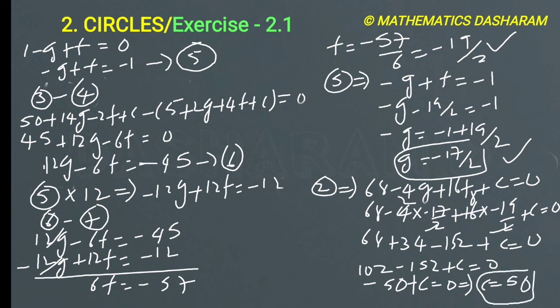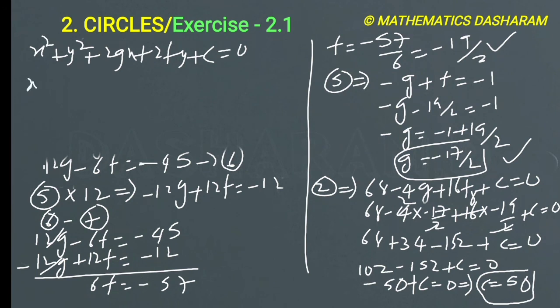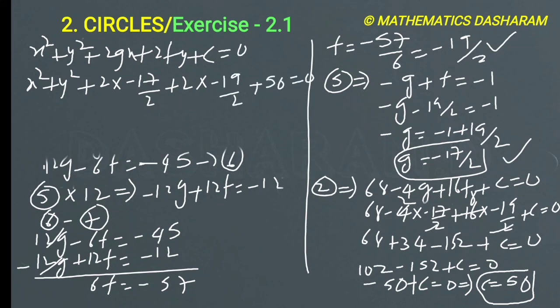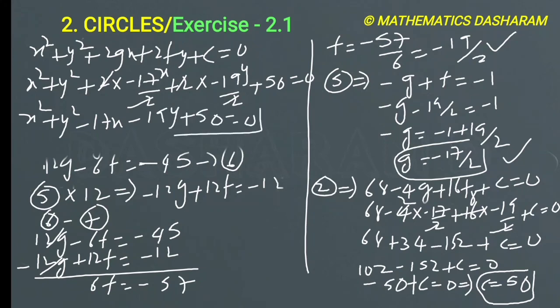Now substitute c value, g value and f value in equation 1. So here is equation 1. In this, x square plus y square plus 2 into g value, which is minus 17 by 2, plus 2 into f value, which is minus 19 by 2, and c value is 50 equals 0. Here 2 cancel, so x square plus y square minus 17x, next minus 19y plus 50 equals 0 is our required answer.